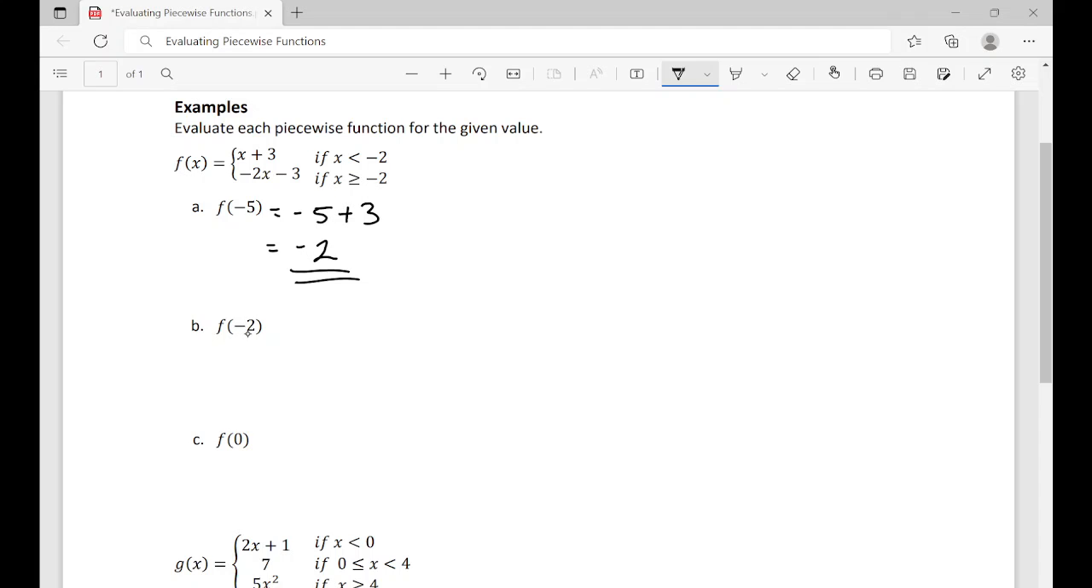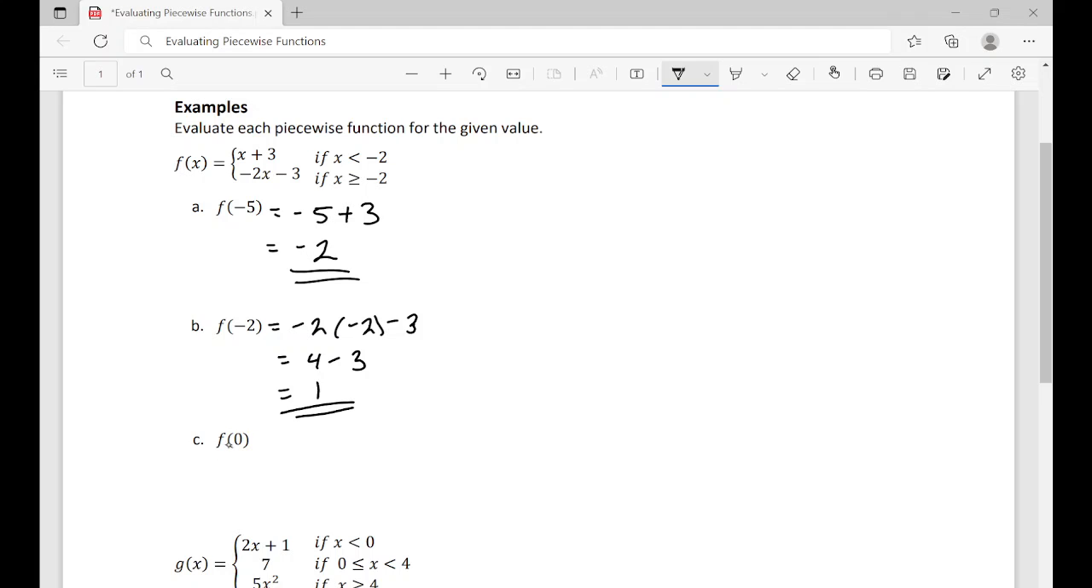Next, we have f of -2, and again, we're going to plug it in. So if we plug into the first one, is -2 less than -2? The answer is no. So it can't be the first one. And is it the second one? Is -2 greater than or equal to -2? And it is equal to. So we're going to be using the bottom equation, which means we're going to have -2 times -2 minus 3, which is going to give us 4 minus 3, which will be positive 1.